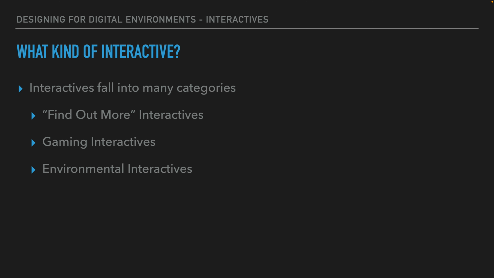So we go in and we decide, of course, like I said, people expect that there's going to be an interactive in there. It's no longer that novelty thing. So when we start to work with it, we need to figure out what kind of interactive we are going to have. They really fall into many categories, but what we're going to look at are the find out more interactives, our gaming interactives, and our environmental interactives.